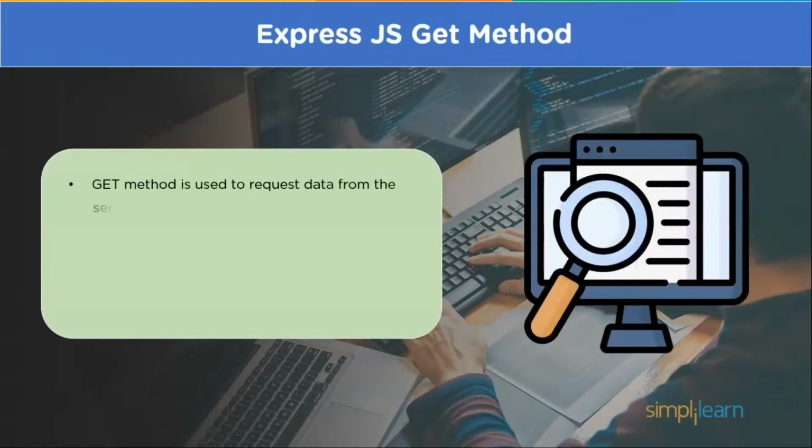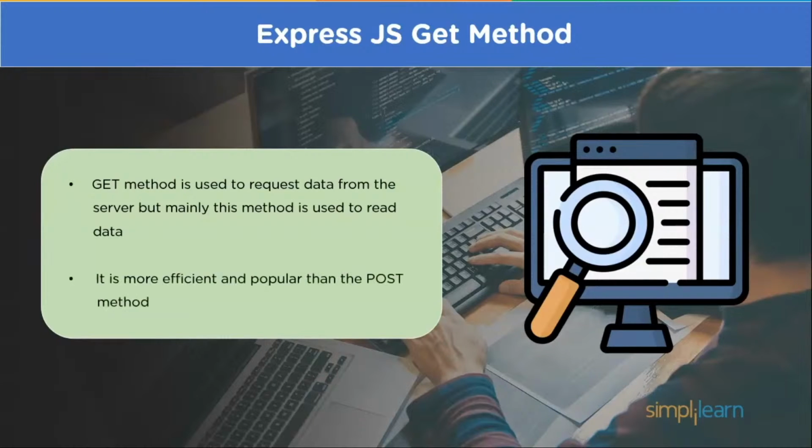Now, the Express.js GET method. GET is a method that is used to request data from the server, but mainly this method is used to read data. To handle a GET request in Express is pretty straightforward. GET requests are cached and remain in the browser history, and that's why the GET method is not used for sensitive data. To get the data, we add parameters in the URL and get data in response. The GET method is more efficient and popular than the POST method.